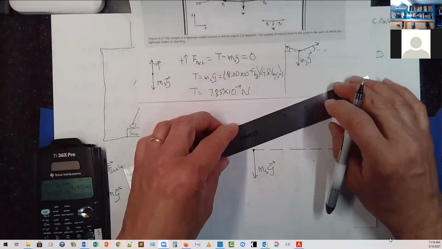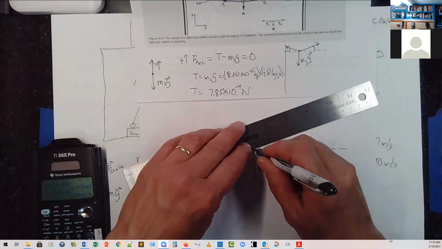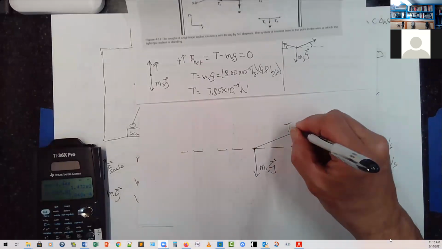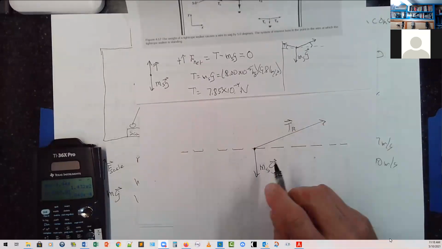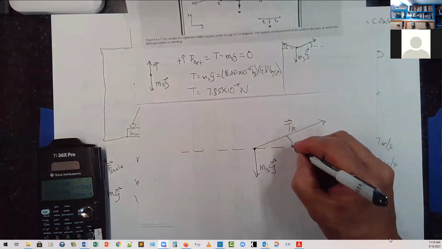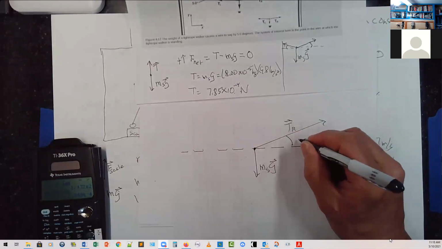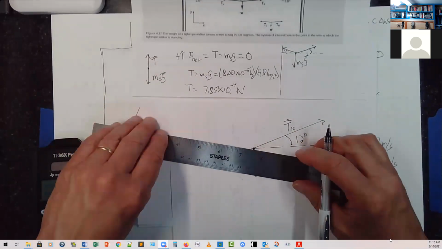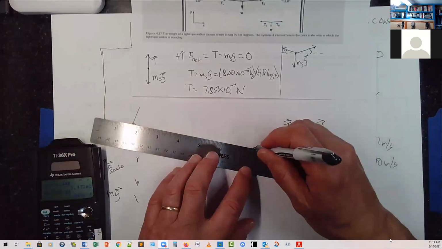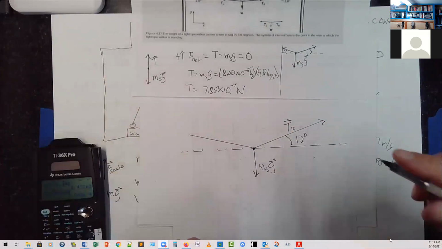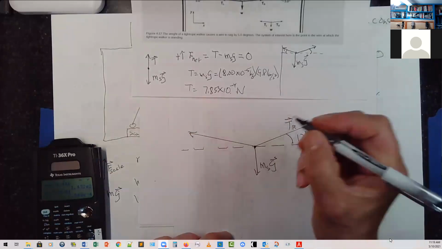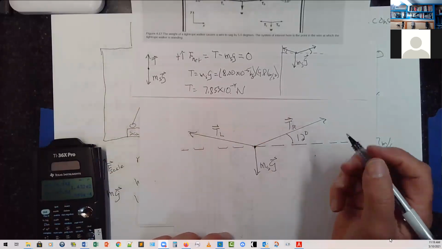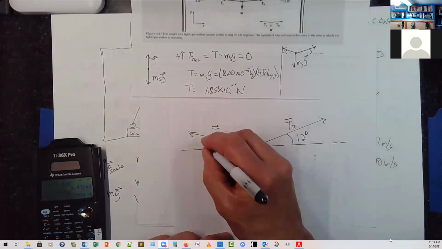There'll be a part of the spider web that goes this way, and I'm going to call that T sub R, because it's the tension on the right side of my diagram. And the angle it makes is 12 degrees. And then there's tension on the left side too, and it's actually supposed to be symmetric whether I draw it that way or not. T sub L, symmetric means the same left or right. And this is also 12 degrees.